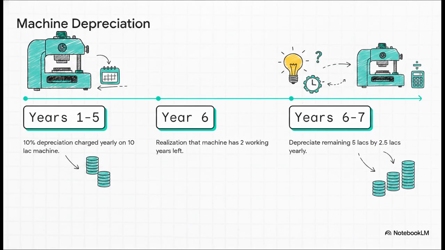Let's say a company buys a machine for 10 lakhs, and they estimate it has a useful life of 10 years. So they charge 10% depreciation, that's 1 lakh, every single year. After 5 years, the carrying amount of the machine is 5 lakhs. But suddenly, management realizes some new info. The machine is actually only going to work for another 2 years, not 5. How do they handle that? Well, they take that remaining 5 lakhs and depreciate it by 2.5 lakhs each year for the next 2 years. This is a totally classic example of a change in an accounting estimate.